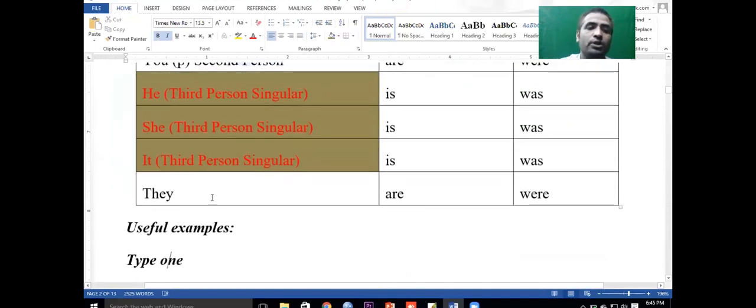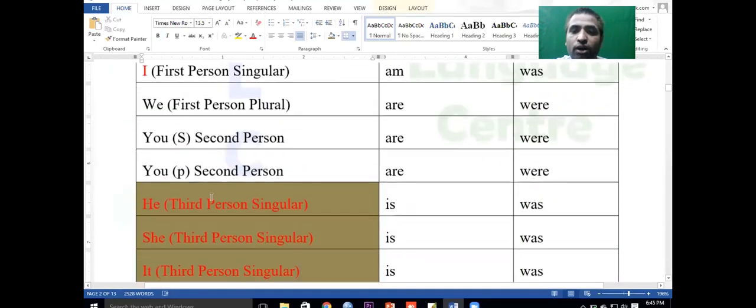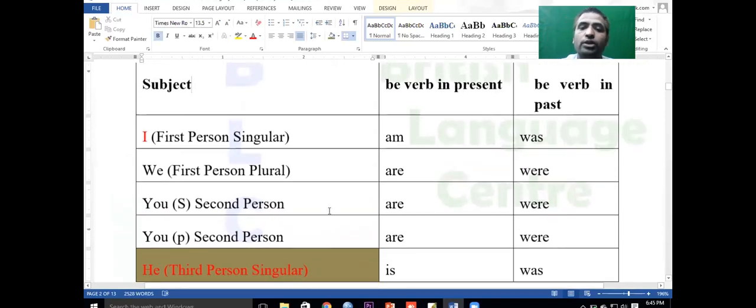So this is third person, but this is plural. Third person plural. They are, they were. So are and were. If I'm referring to present time, then I use are. If I'm talking about past, it means were.